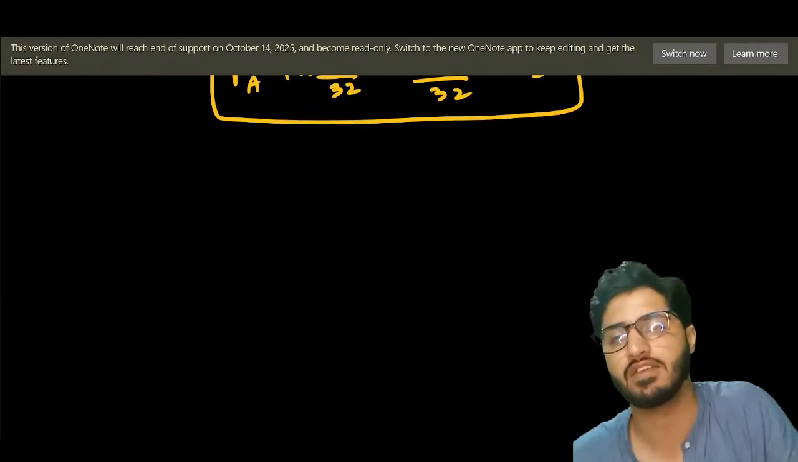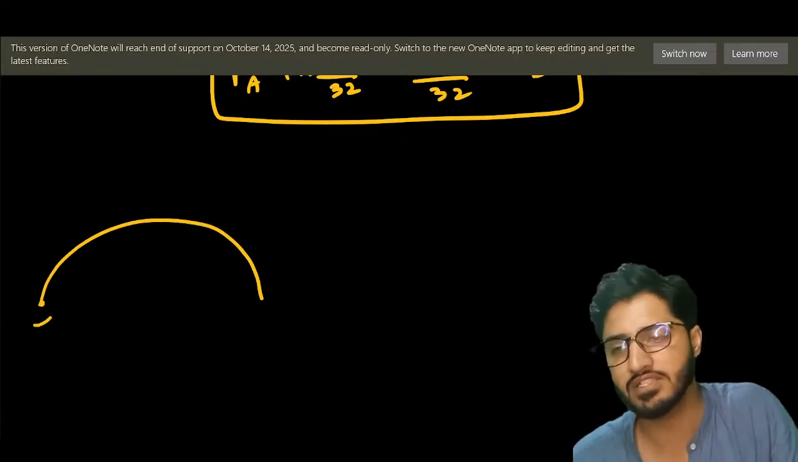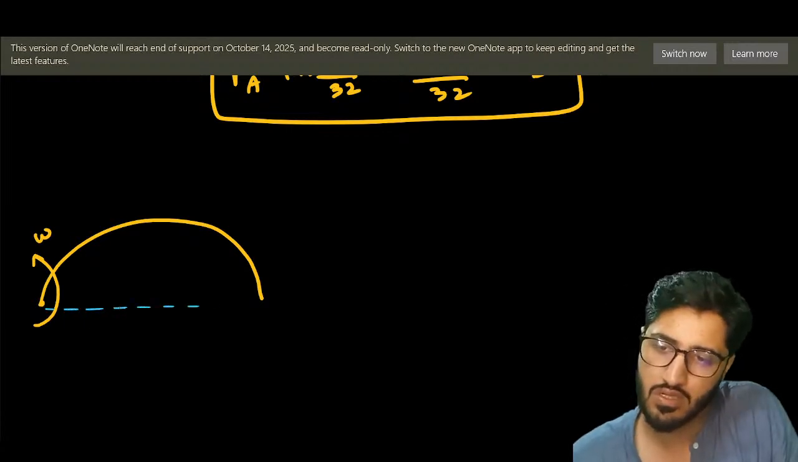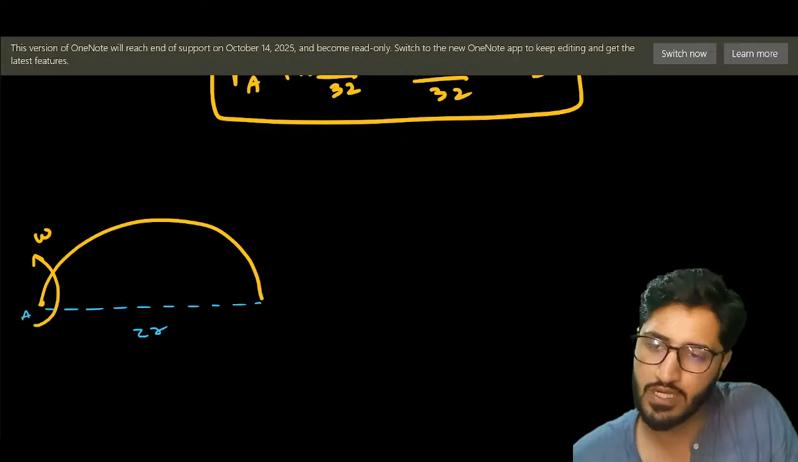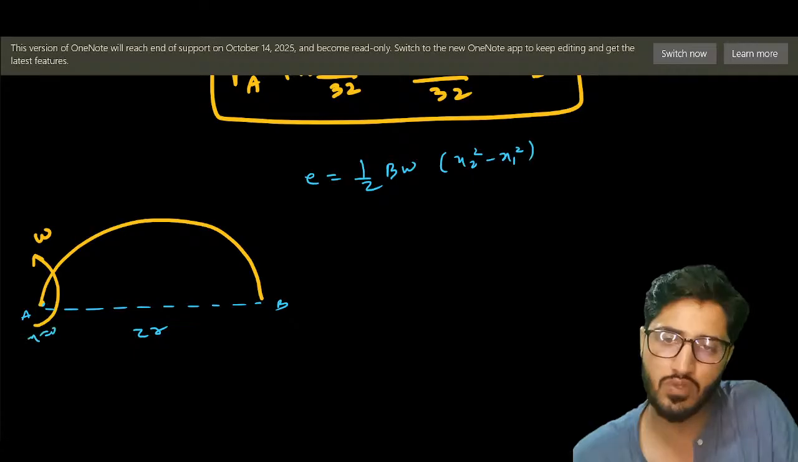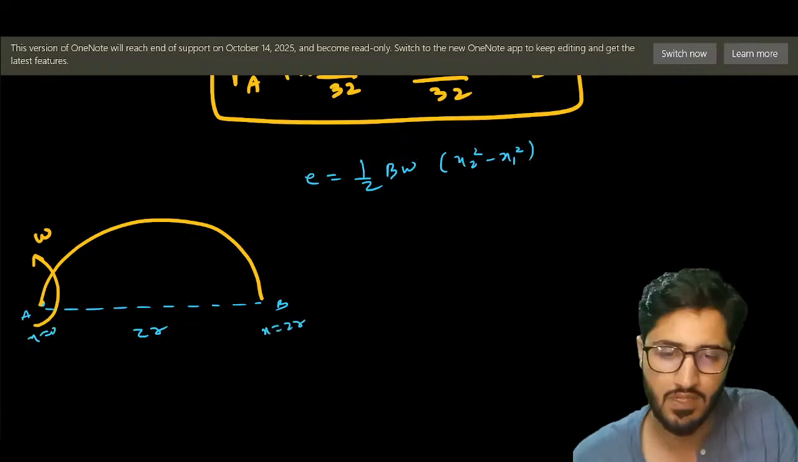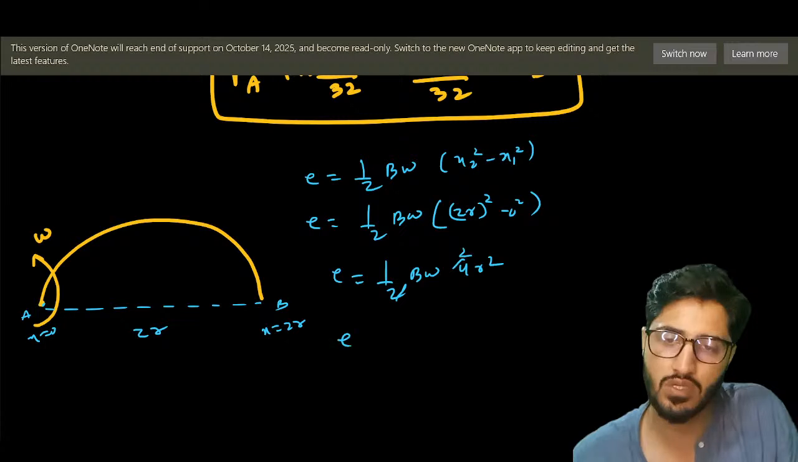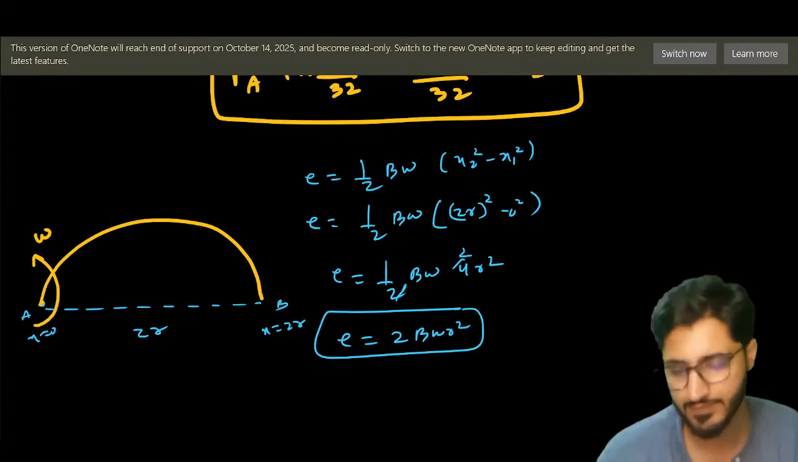If we have a semicircular coil like this, and we hinge it and rotate it about this axis, this would be our point A, point B. What is E now? 1 by 2 B omega x2 square minus x1 square. Here x is 0, here x is 2r. So E equals 1 by 2 B omega, 2r square minus 0 square. E came out to be 1 by 2 B omega 4 r square, 2 cancels out. So E came out to be 2B omega r square. Done?